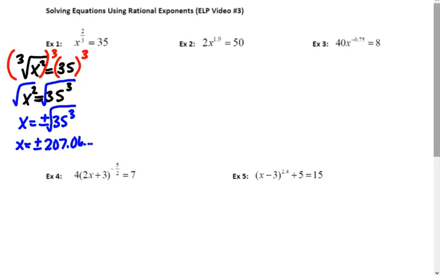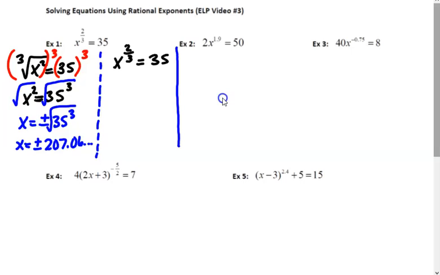Now there's another way to do this problem, and that is by not changing it to a radical, but leaving it as a rational exponent. So I have x to the 2/3 equal to 35, and I want to have x to the first. So what could I do with exponents to get from x to the 2/3 to x to the first? One way is I could multiply it by some power of x that would add together to give me x to the first. But if I do that, then I would have an x on both sides.